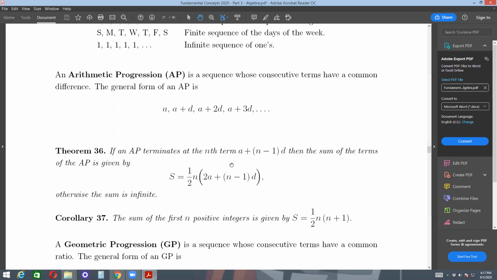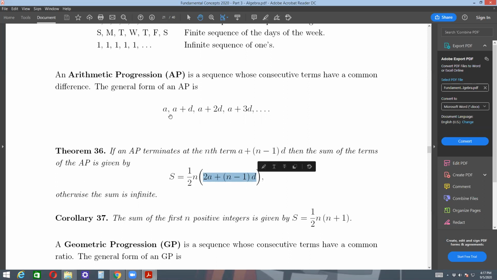And if you want to prove this, you could list the terms like this and then list them in reverse order. So you would have A plus n minus 1D here, A plus n minus 2D, all the way down to A. And then when you add them, you'll see that you get the same sum each time. And this is the sum you'll get each time. You get 2A plus n minus 1D.